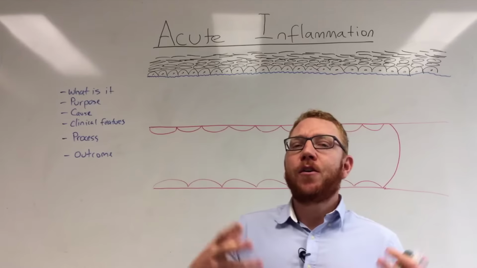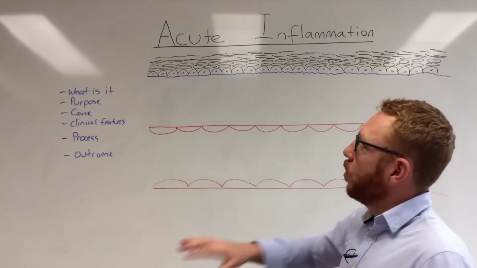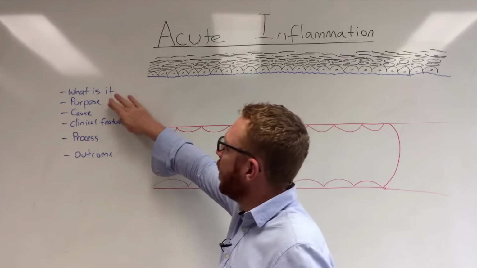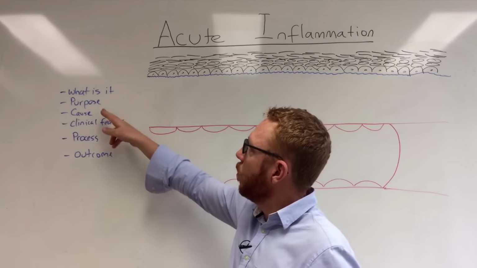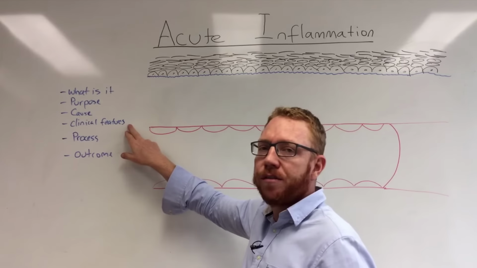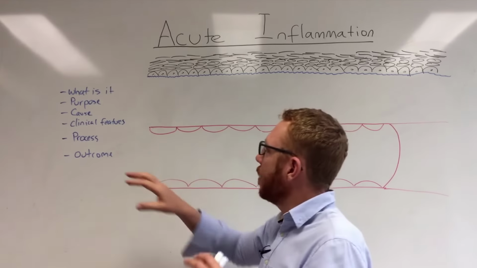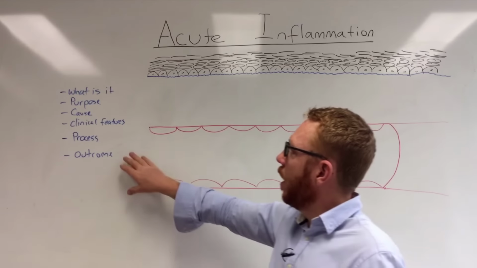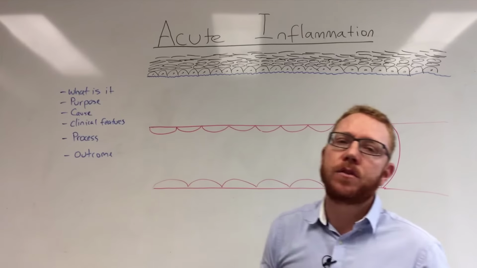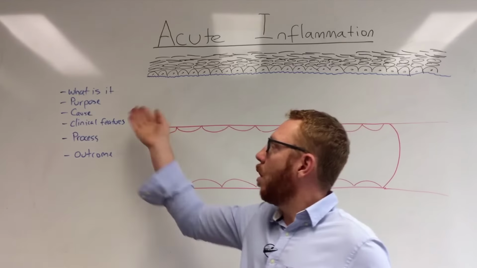So for this video on acute inflammation, we're going to essentially cover these 6 points. What is it? What's its purpose? What's its cause? The clinical features, both locally and systemically. The process, which is essentially the pathophysiology, and then finally, what are the outcomes? So starting off with what it is.